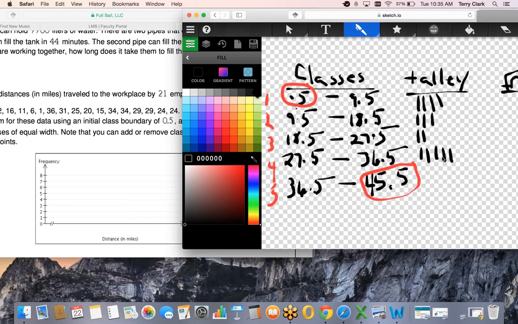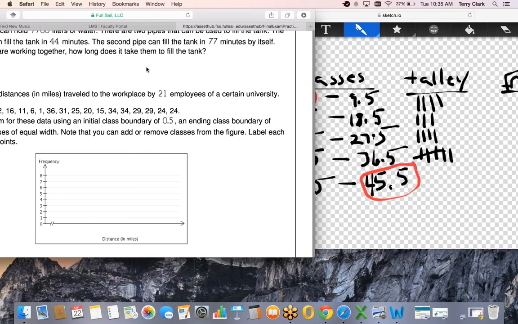Well, I got 1, 2, 3, 4. I'm going to put that right there. That's where we would mark these things. That's the number 29 twice. Then I got the number 24 twice. Let me see if I got anything else.